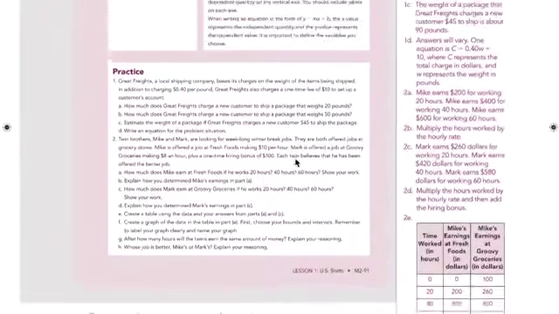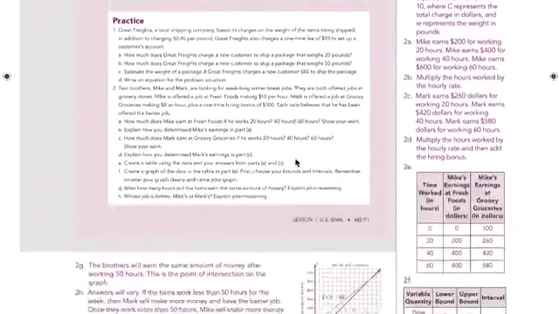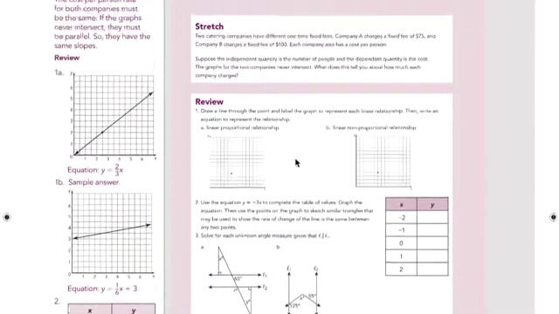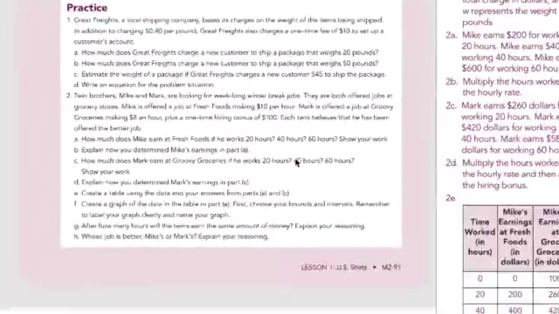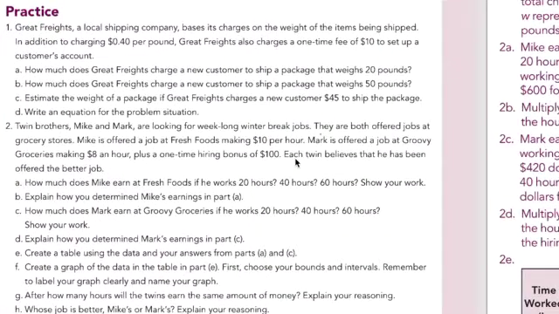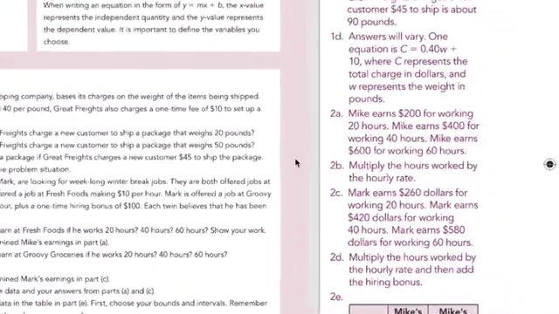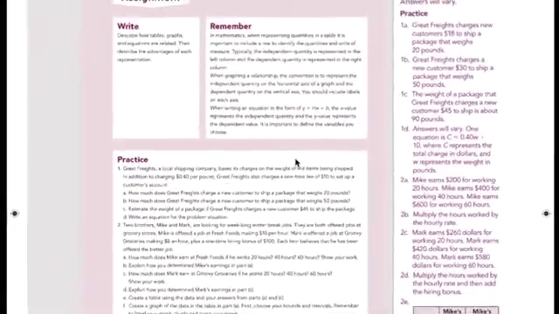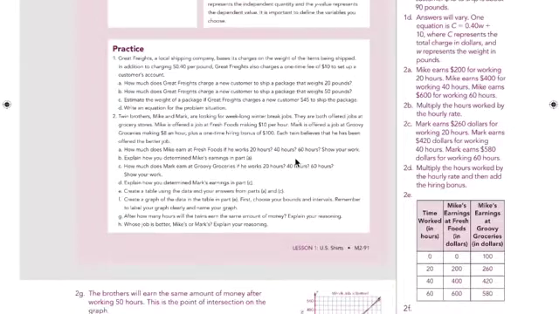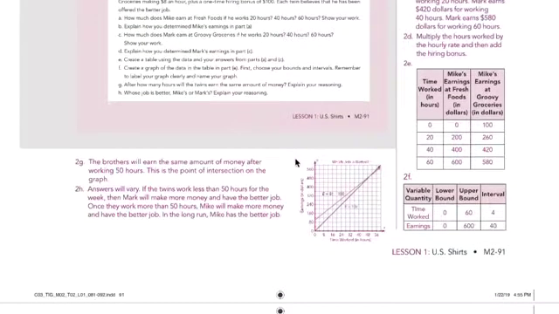Okay, this is page 91 and 92. Page 91, Great Freight, a local shipping company. Here are your answers, okay? If you know how to do it, you want to check it and make sure it's your answer here, and that's the table there for number 2, E, and that's F there.